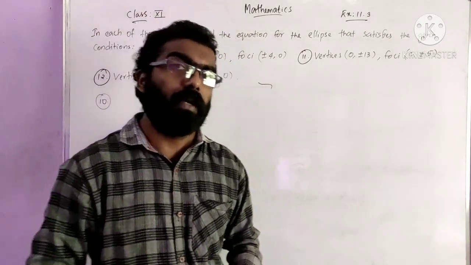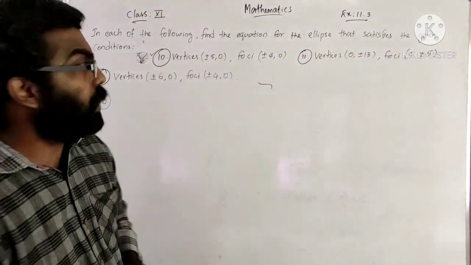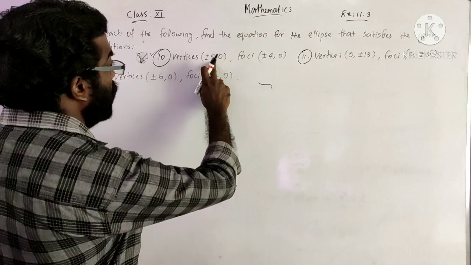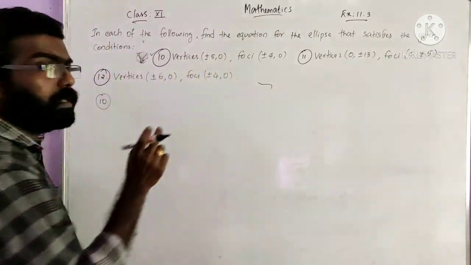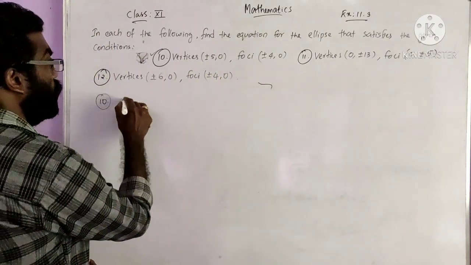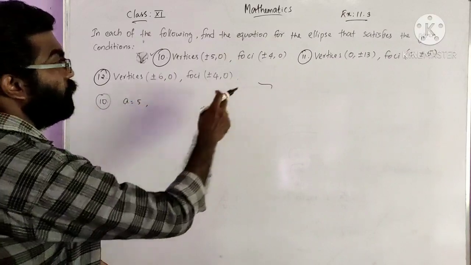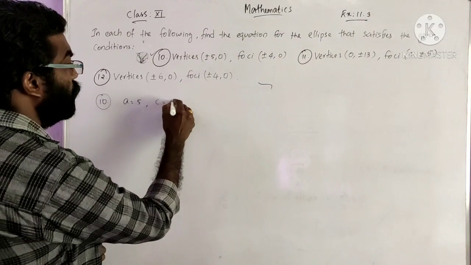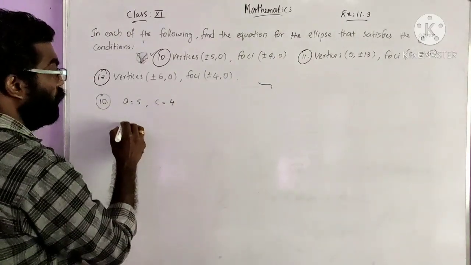X square by a square plus y square by b square equal to 1. So from the coordinate of the vertices we can write the value of a. It is plus or minus a comma 0. So a is equal to 5. And from the coordinate of the foci we can write c. C is equal to 4.